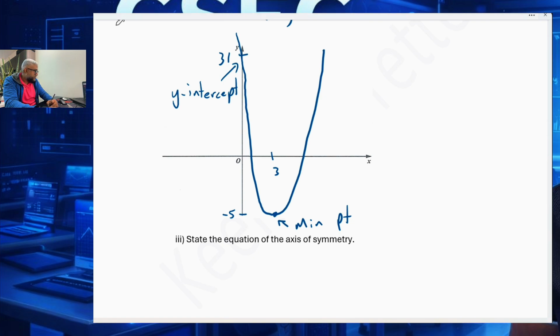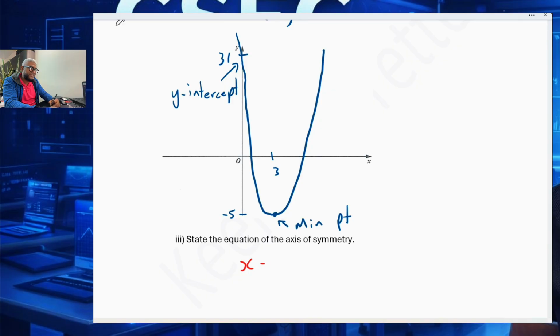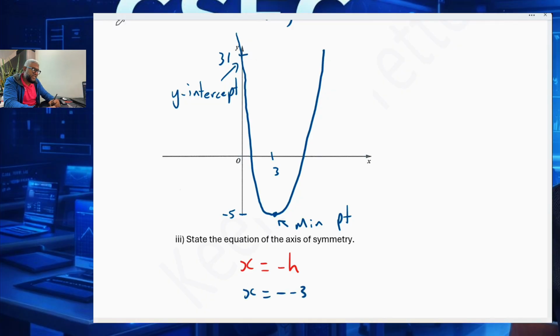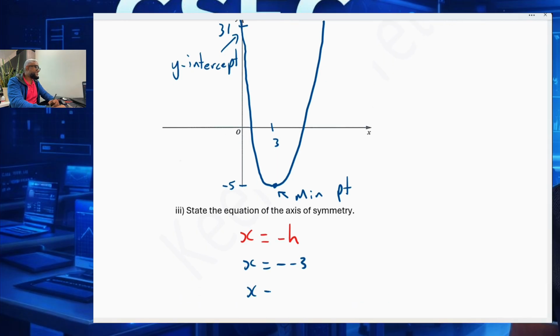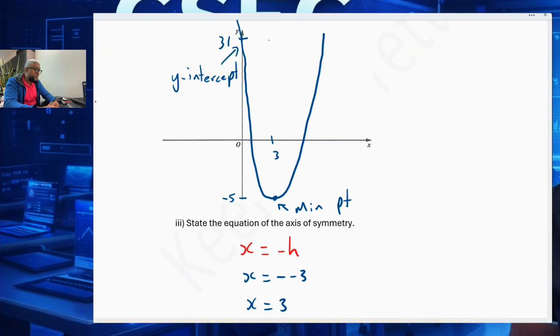Negative h. Proper. Your axis of symmetry would be x is equal to negative h. This will always be an axis of symmetry. So this will be x is equal to the negative of negative 3, since h is negative 3. A negative and a negative would be a positive. So my axis of symmetry would be x is equal to positive 3. Your axis of symmetry would simply be a line that runs vertically from top to bottom, and it passes through the value of x that represents the minimum point.